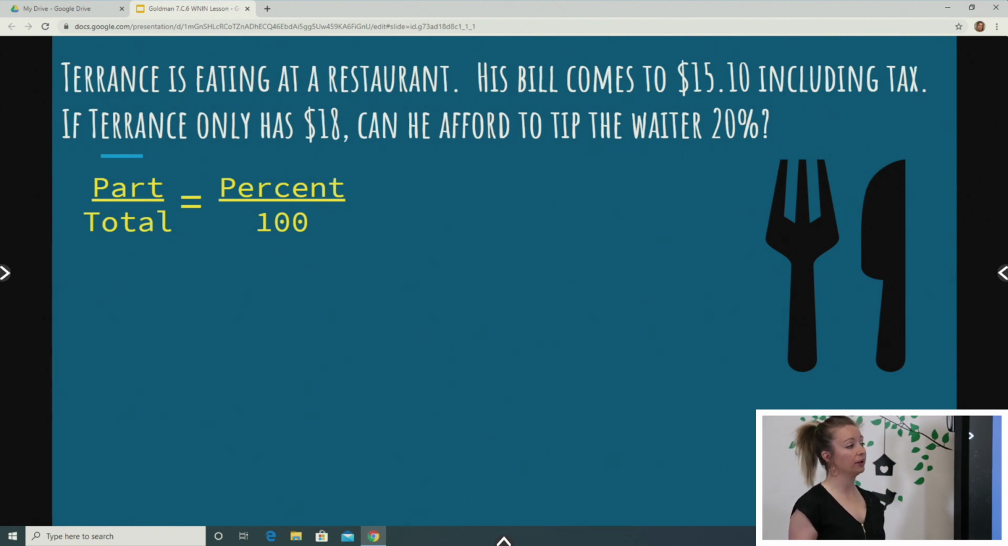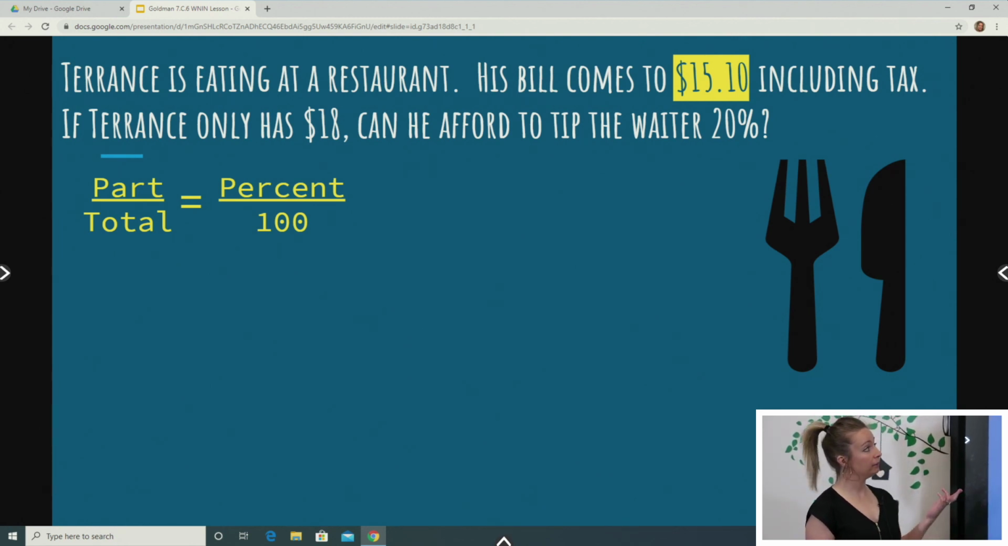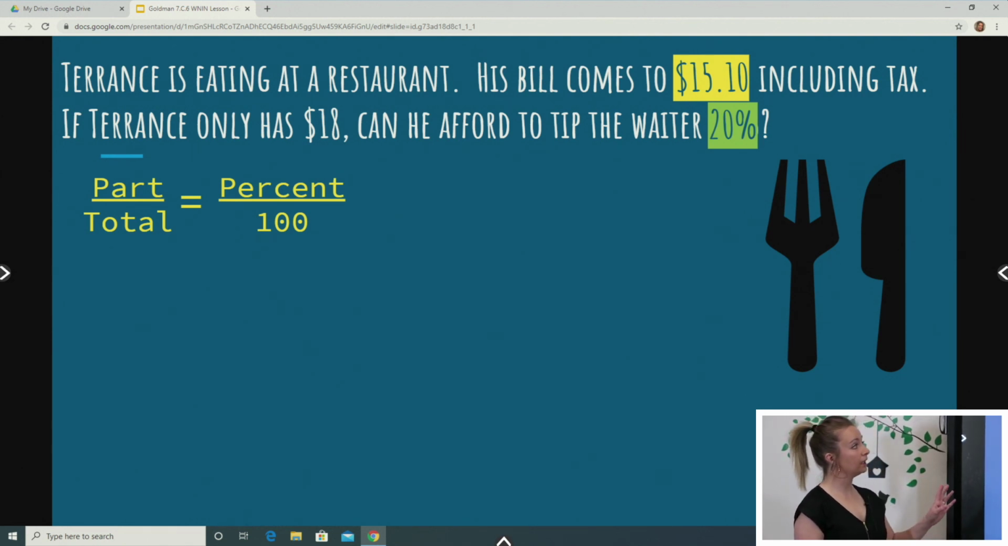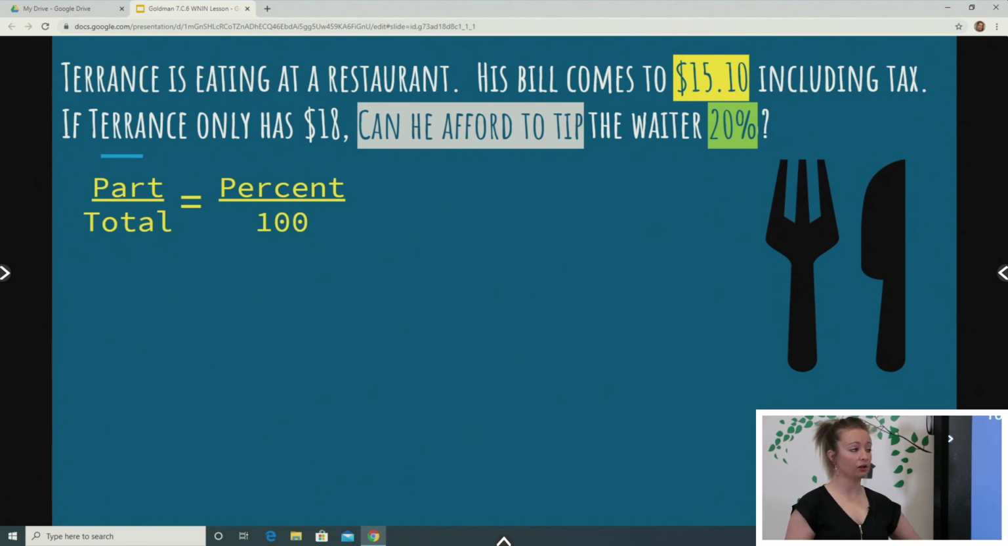Let's figure out our important parts to this problem. We know $15.10 is going to be important to us because that's how much his total bill was, including the tax. We know that the 20% is going to be important to us as we're trying to find 20% of that total. We're going to ignore the $18 right now because we first need to answer this question: can he afford a 20% tip before we can analyze whether or not he has enough money? So let's put these important pieces into our proportion.